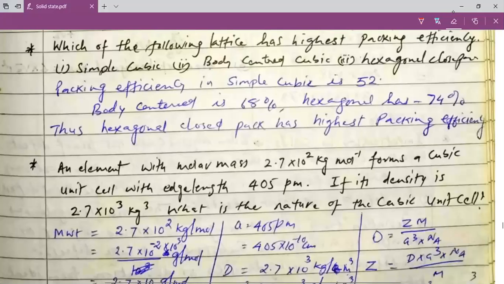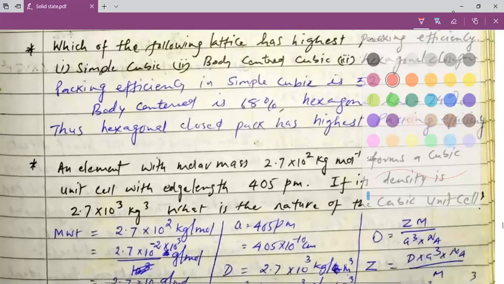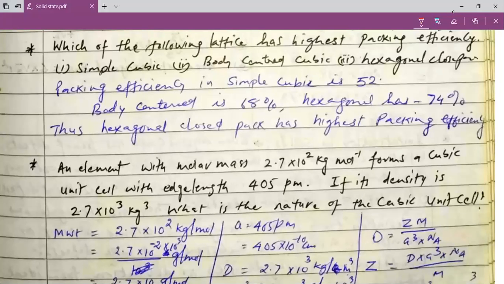चलिए, let's move to the next question, my dear students. Which of the following lattice has the highest packing efficiency? Now this is a knowledge-based question: simple cubic, body centered, or hexagonal close packing.